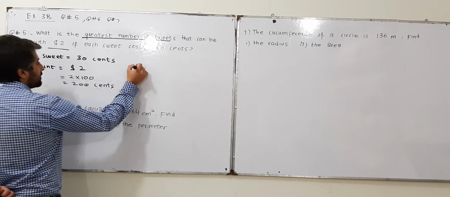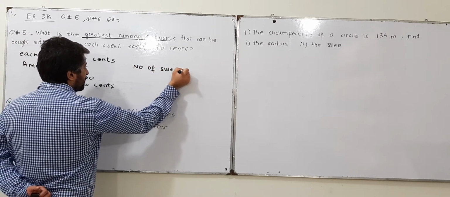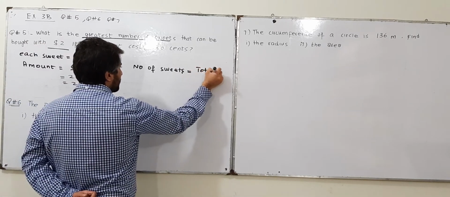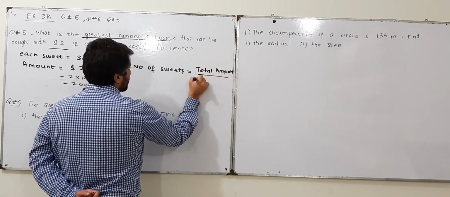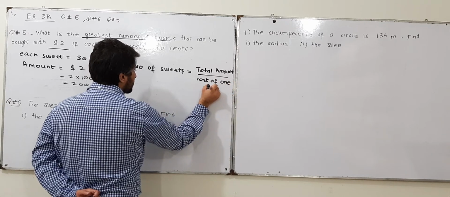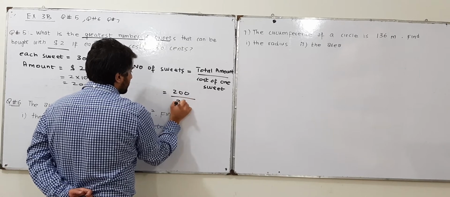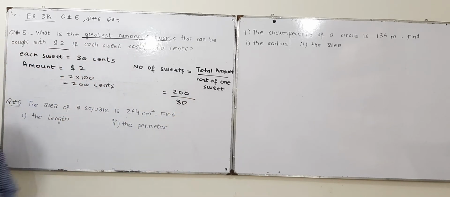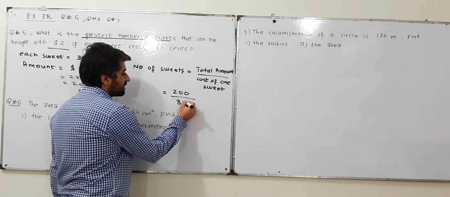Now number of sweets is equal to total amount you have divided by cost of one sweet. Total amount is 200 cents and one sweet costs 30 cents. So total amount divided by 30, the cost of one sweet. You can simplify your answer.